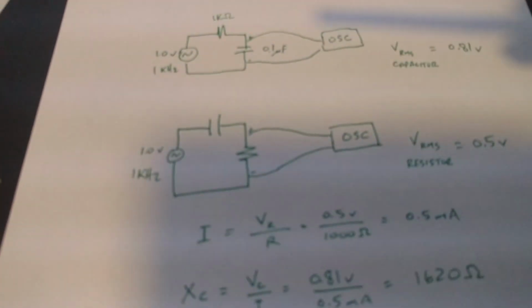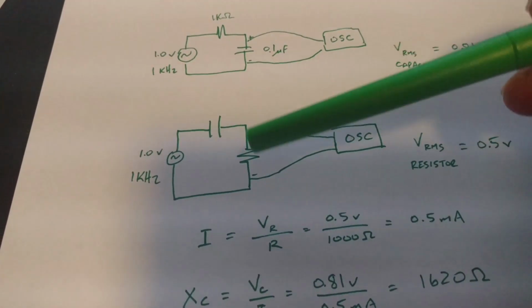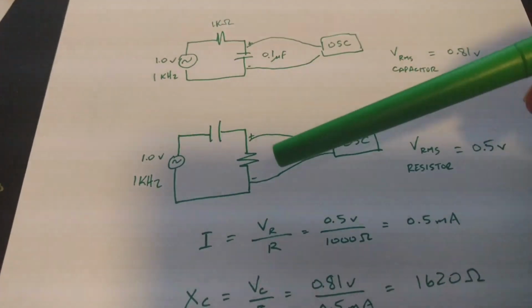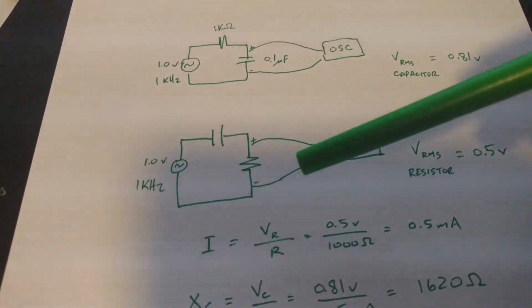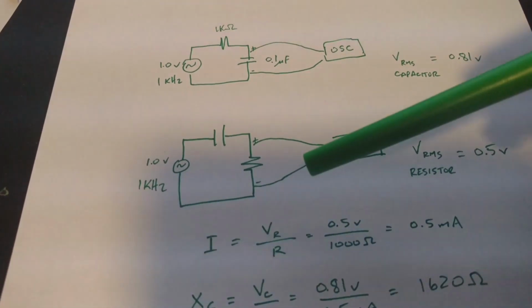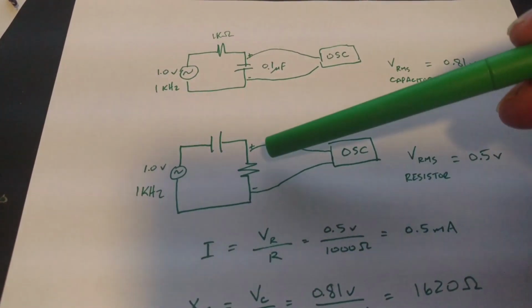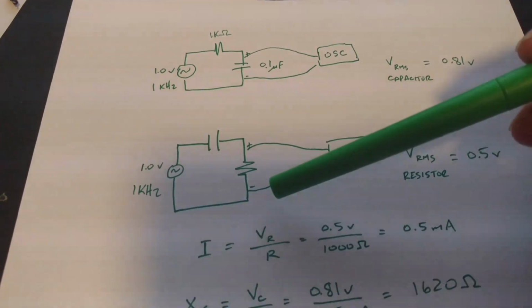Now we're going to switch the position of the capacitor and the resistor in the series circuit, and this is simply to make it easier to take a measurement across the resistor. So the oscilloscope probes are across the resistor as shown.